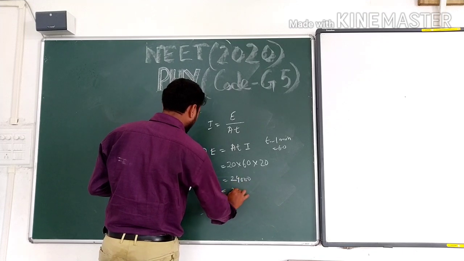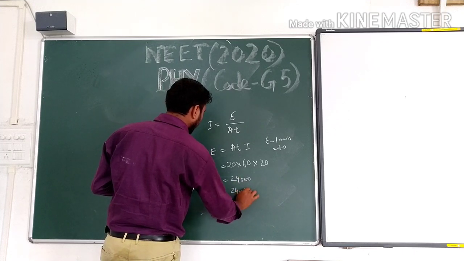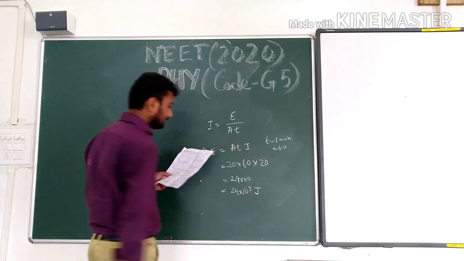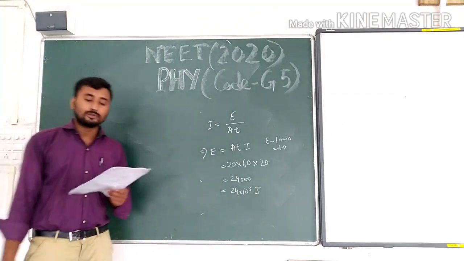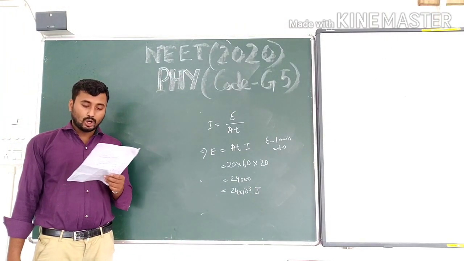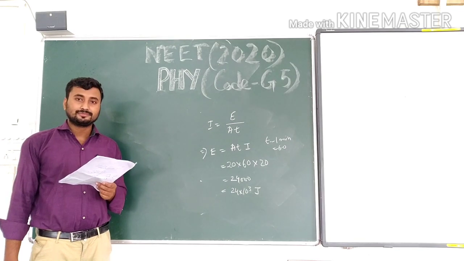It will be 2.24 into 10 to the power 3 joule. Option 2 is correct. Okay.